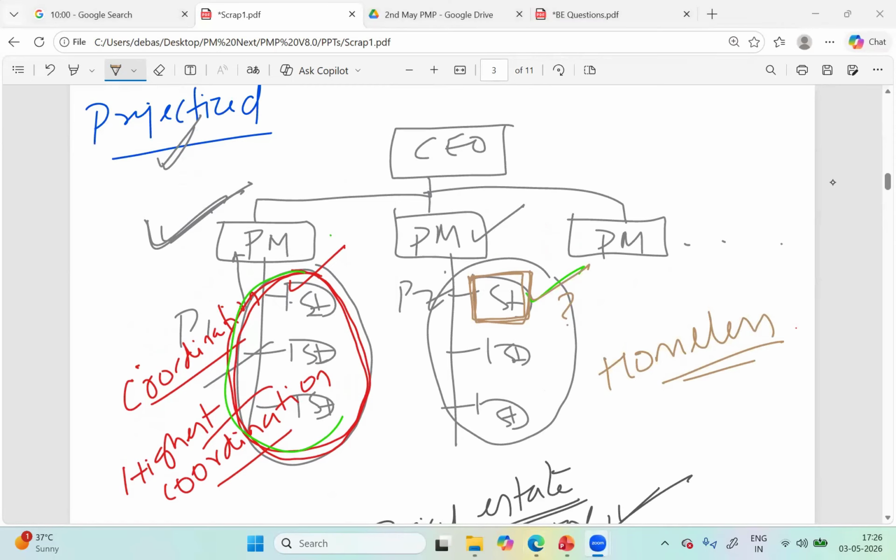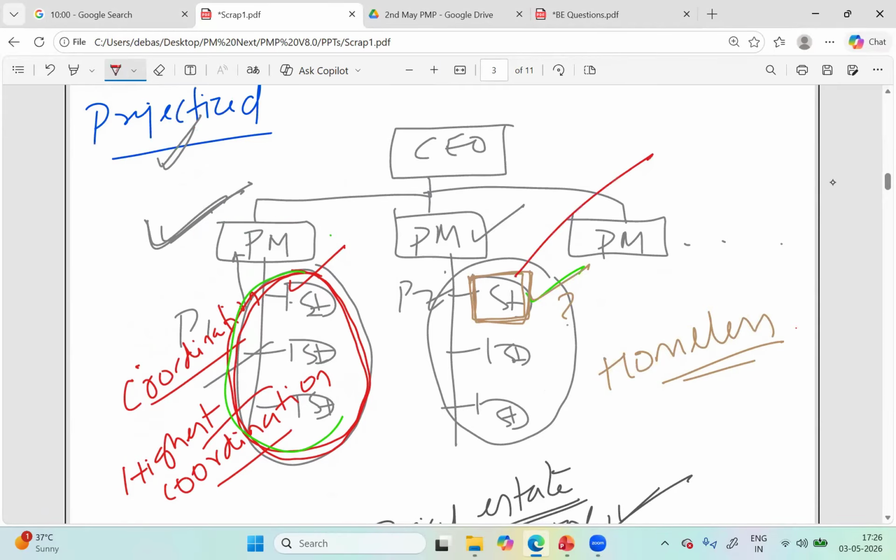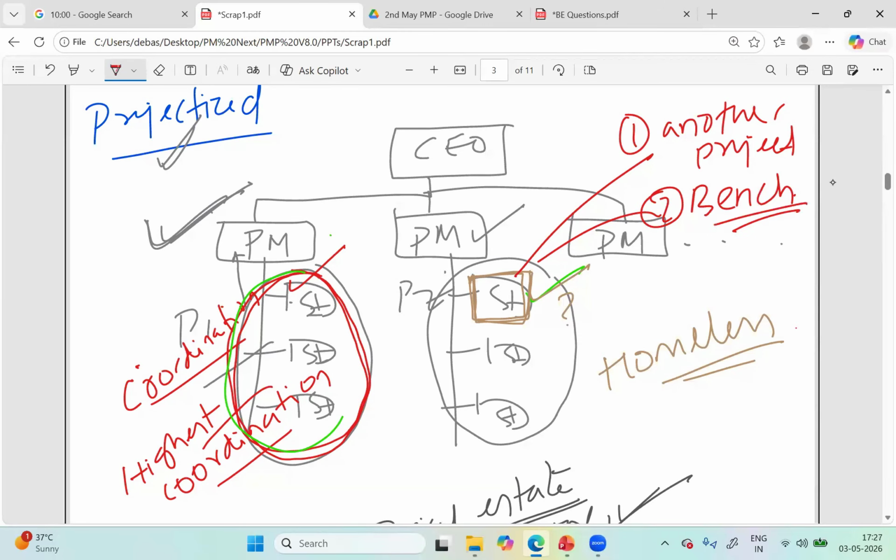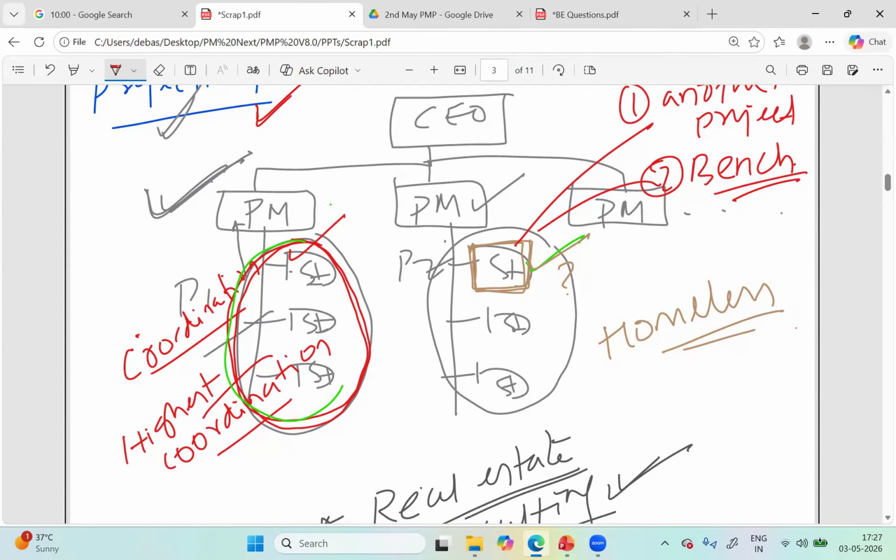Okay. So when the project is about to be over, this resource has two places to go. One, join another project, if there is one to accommodate this guy, or two, go to bench. You understand bench, right? So classic drawback of project-oriented organization is security, job security. So it's a classic drawback. When a project is about to be over, all these guys in this project, they will be wondering, is there another project to accommodate us? If not, we go to bench.